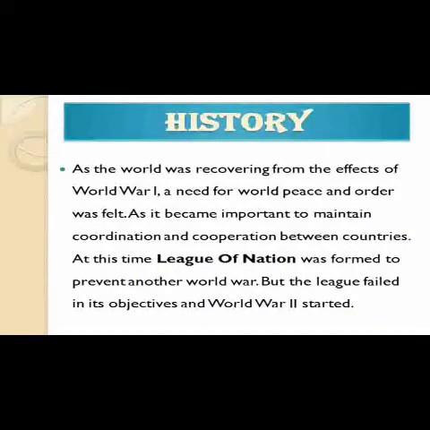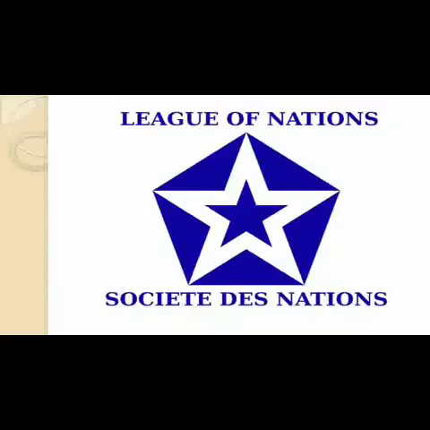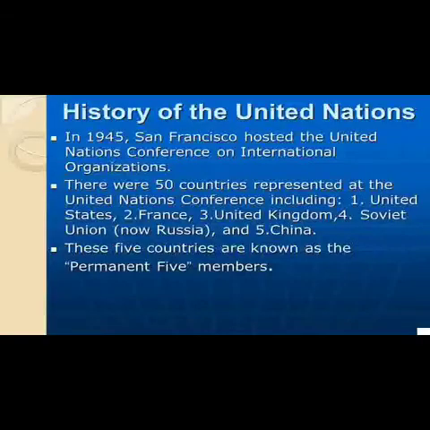The history. As the world was recovering from the effects of World War I, a need for world peace and order was felt, as it became important to maintain coordination and cooperation between countries. At this time, the League of Nations was formed to prevent another world war. But the League failed in its objectives and World War II started. This is the flag of the League of Nations.